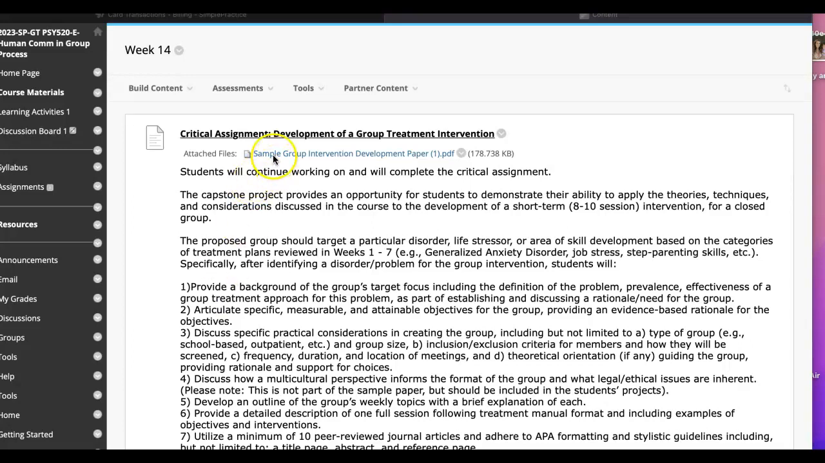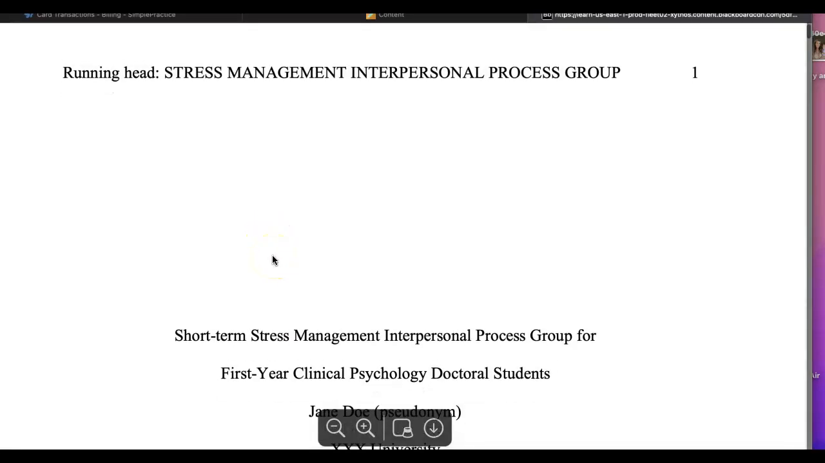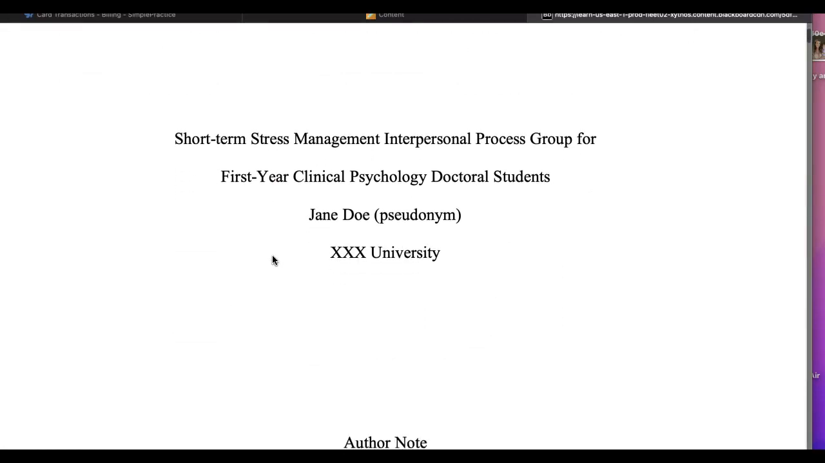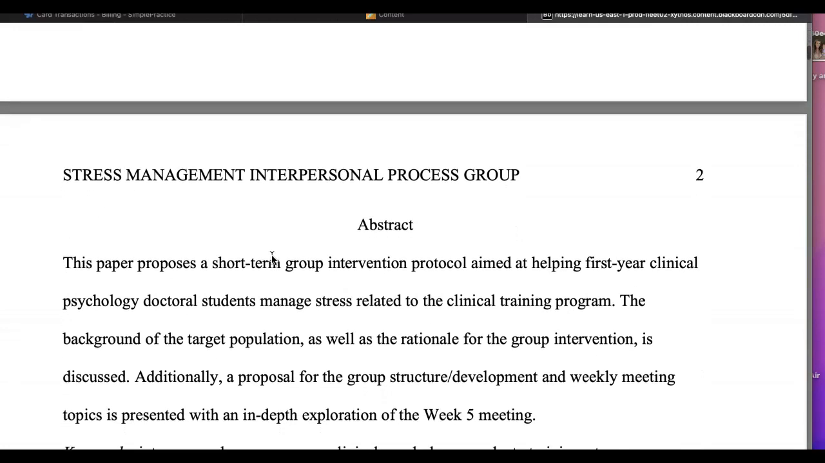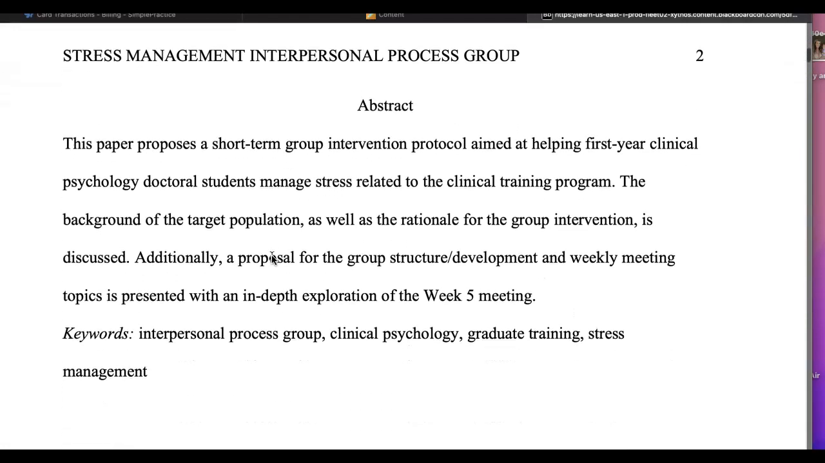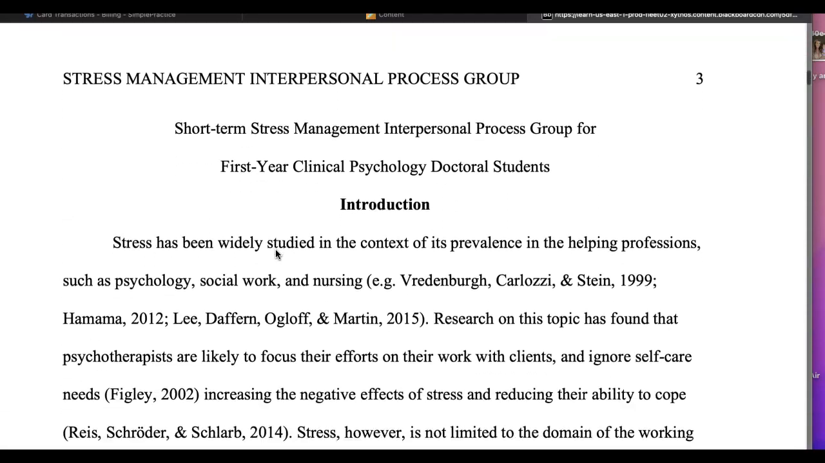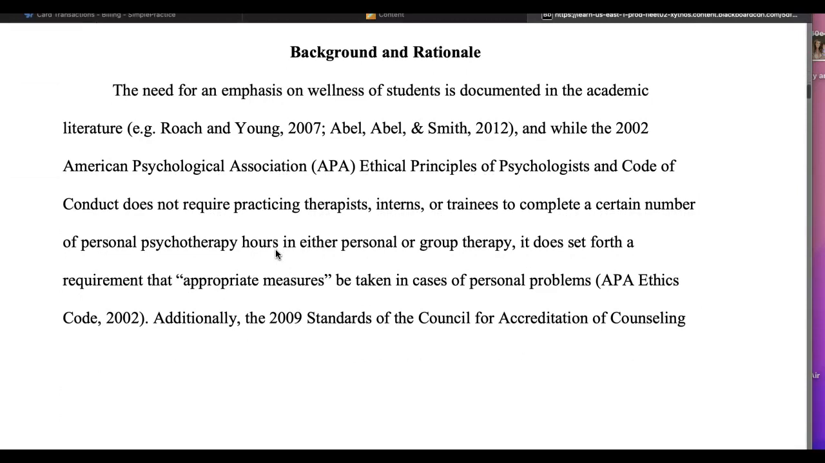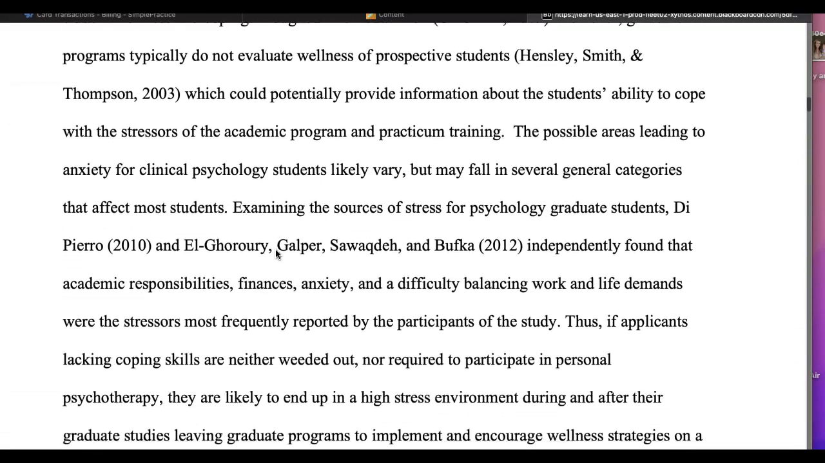There's a sample group interventions paper. And this is just a sample, okay, so it's giving you an example. I hopefully I'm not giving you motion sickness by going through this. So this person is doing a stress management group, okay? They give the introduction, of course, background and rationale for why this kind of group would be helpful, things of that nature.